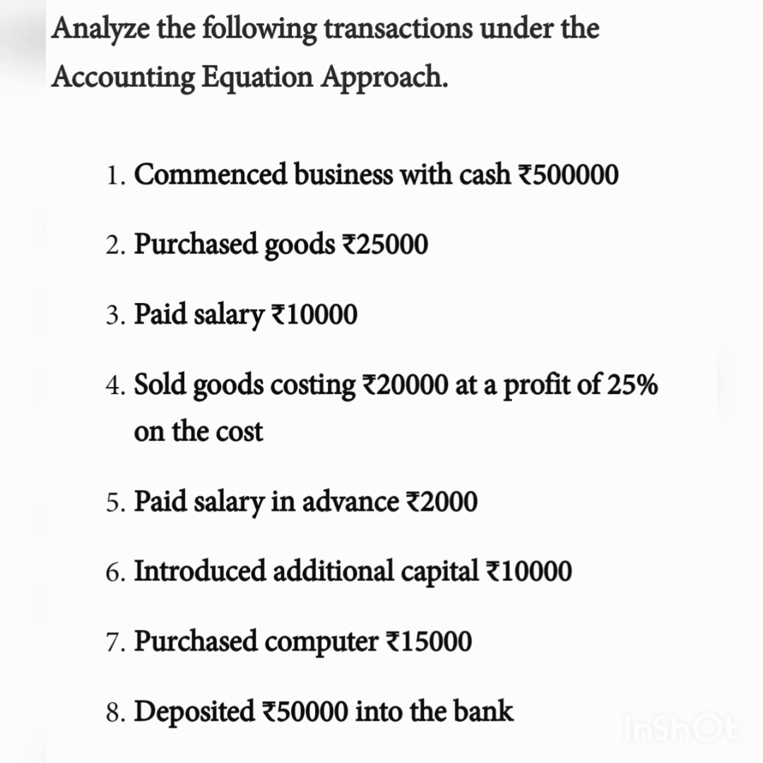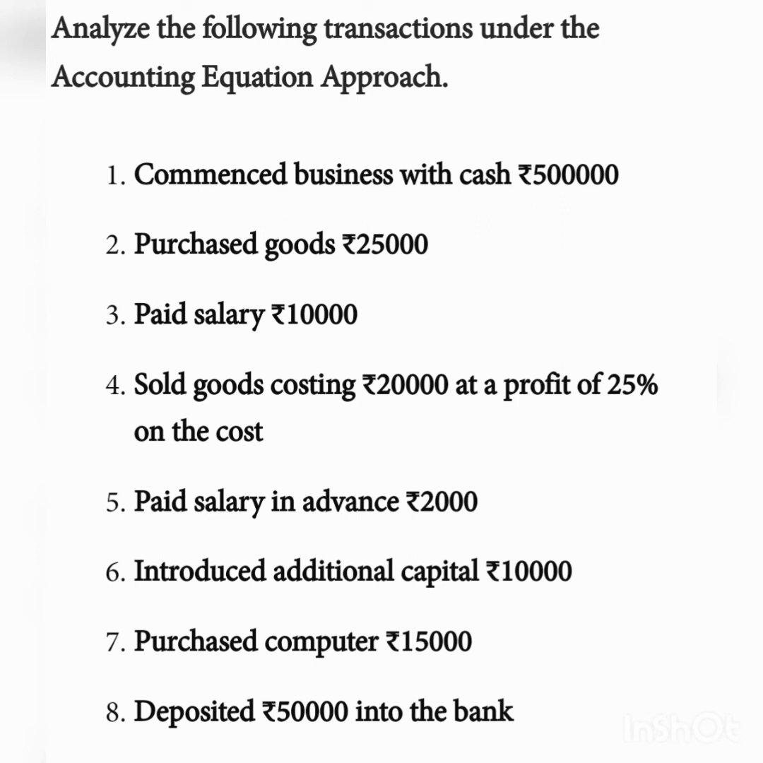Next transaction is purchased computer for rupees 15,000. Computer is asset of the company. So draw one separate column for computer account on asset side. Then the two accounts are computer account and cash account. Record rupees 15,000 as addition in computer account. At the same time deduct rupees 15,000 from the cash balance.